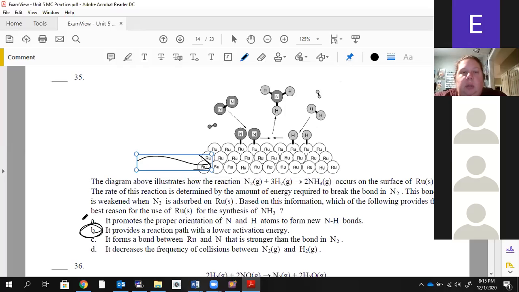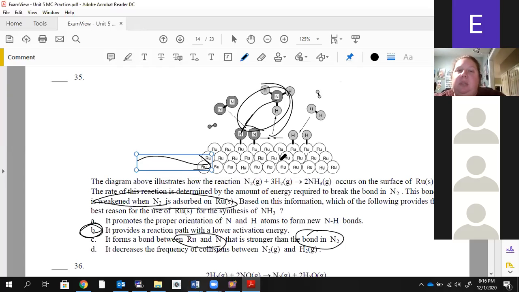So we don't necessarily know if that bond between the ruthenium and the nitrogen is actually stronger than the bond in N2. We just know that it helps weaken it when we absorb it onto the ruthenium. So by weakening that N2 bond, we're allowing this reaction to happen because we need the nitrogen to be able to react with the hydrogen and make the ammonia.